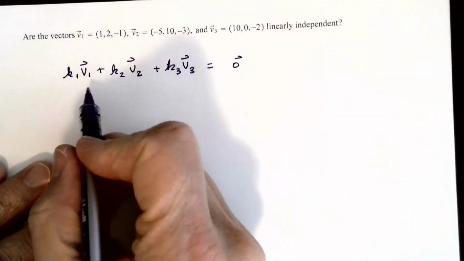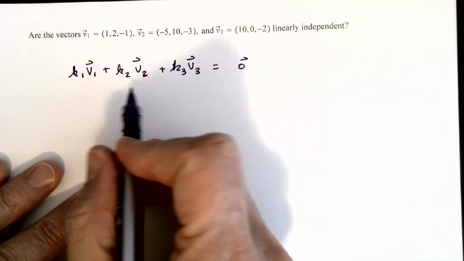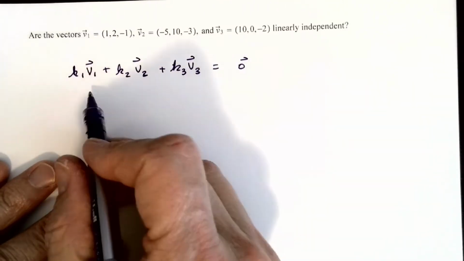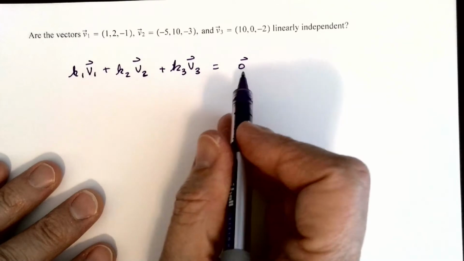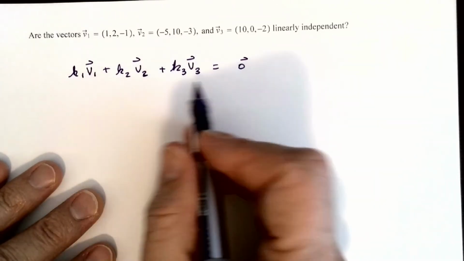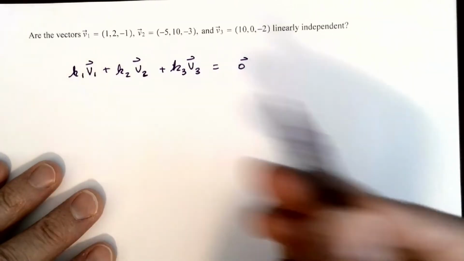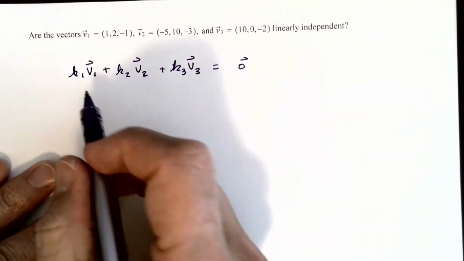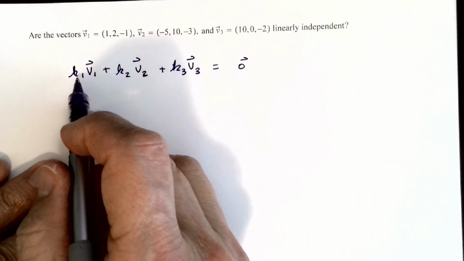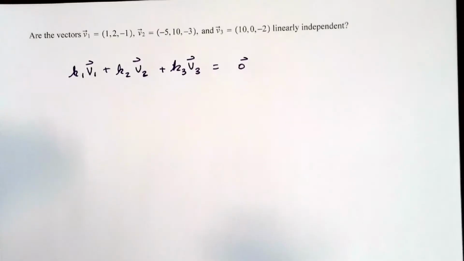We've dealt with linear combinations before, where we were trying to find out if we can write one vector as a linear combination of the others. Now we're just trying to see, can I write the zero vector as a linear combination of these vectors? Of course, we know I always can if K1, K2, and K3 are 0. Obviously, if they're all 0, then the statement is true. The question is, is that the only solution?